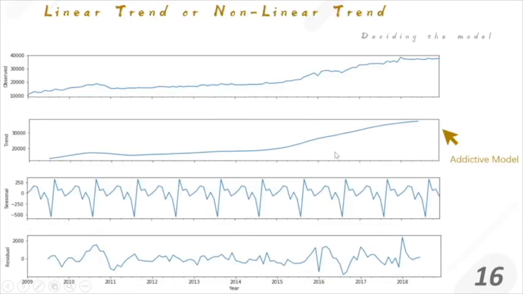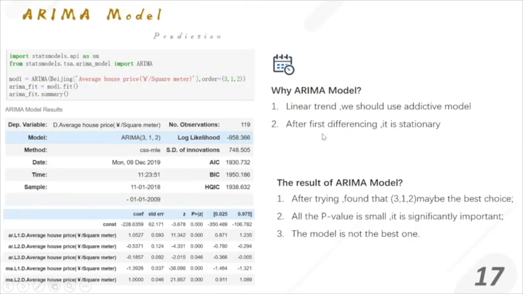And then we need to choose the proper model to do the predictions. Before that, we did a seasonal plotting to see the trend, and it seems like the trend is linear, so we can use adaptive models. And finally, we choose the ARIMA model. And why we choose this model? First, in the last slide, you can see that the trend is linear, and as we know, after the first differencing, it is a stationary time series. So the ARMA model will be the better choice.